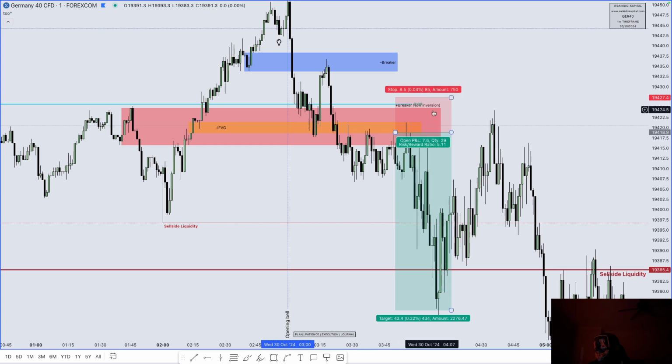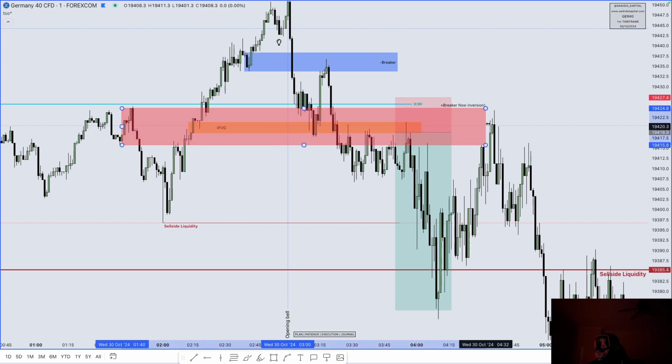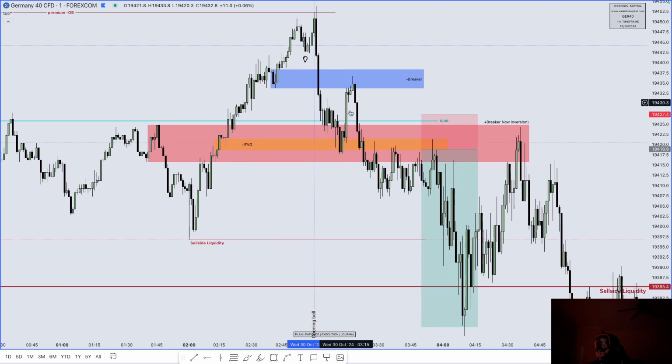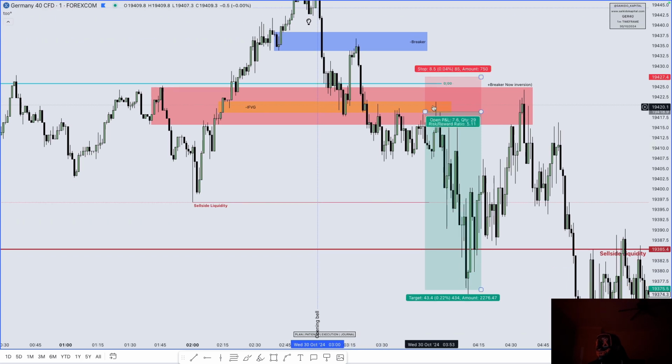I put a stop loss above this breaker, which was a bullish breaker, because you have a low, a higher high, a lower low, and a higher high. But now once you close below that, it can be used as a bearish PD array, right? And look at how it respected that.